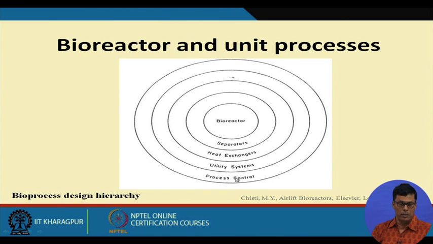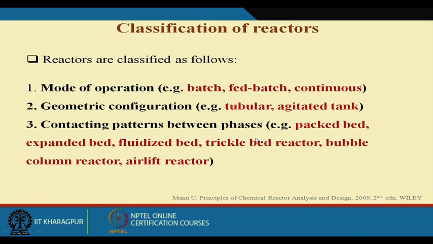Now these bioreactors and unit processes can be depicted like this. This is the hardcore bioreactor that we have, and if you look at it, this is followed by some separator, heat exchanger, utility systems, and the process control, because these are part and parcel of the bioreactor and unit processes. So to operate the bioreactors, and subsequently after the reaction is over, all these processes will be involved in this particular process.